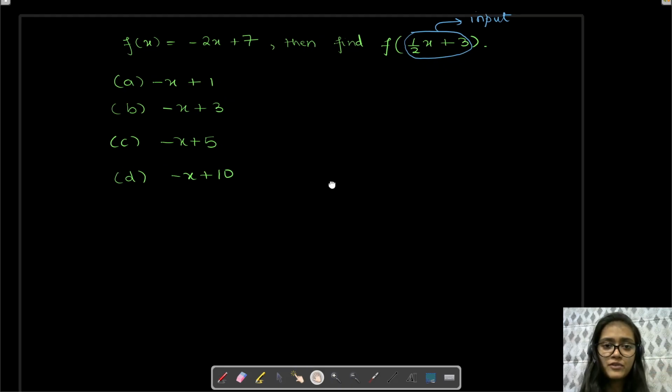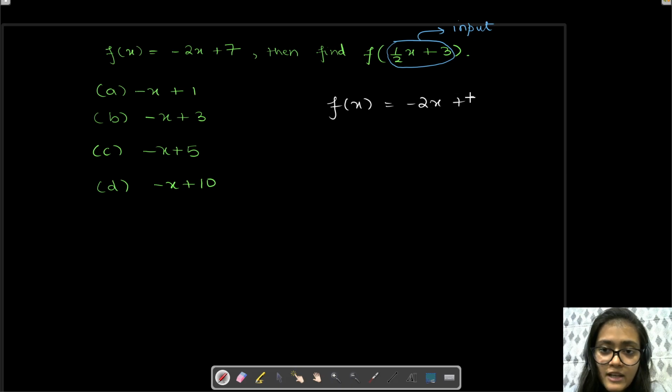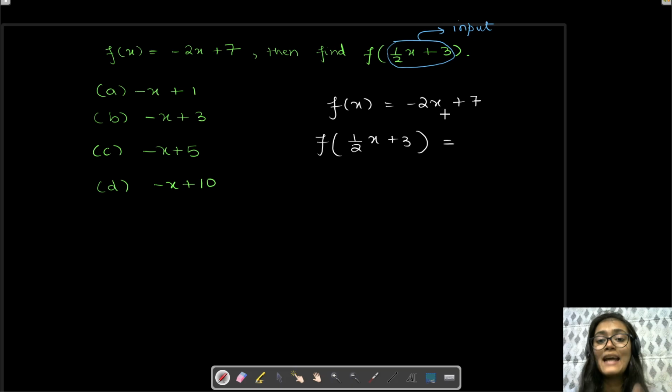So no worries, we can pass an expression in the form of input. Okay, so our function is f of x equals negative 2x plus 7. Now remember, in place of x, we have to just put 1/2 times x plus 3. So f of 1/2 x plus 3.